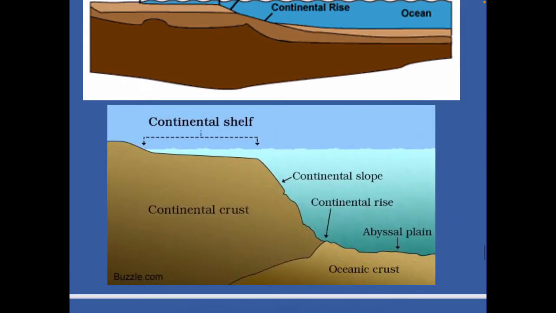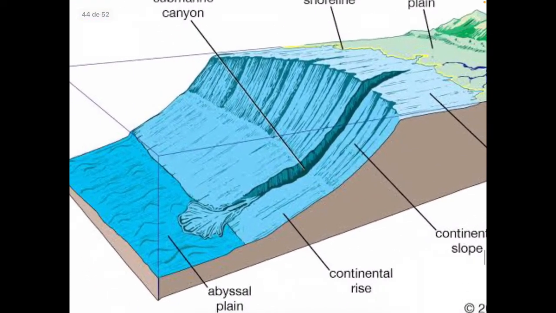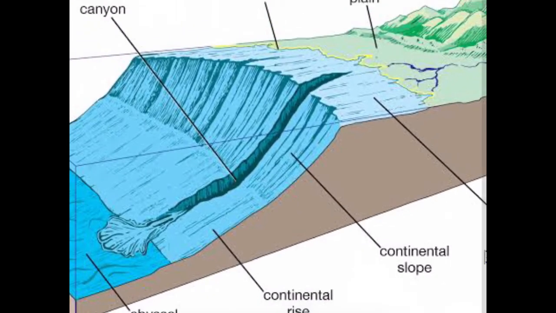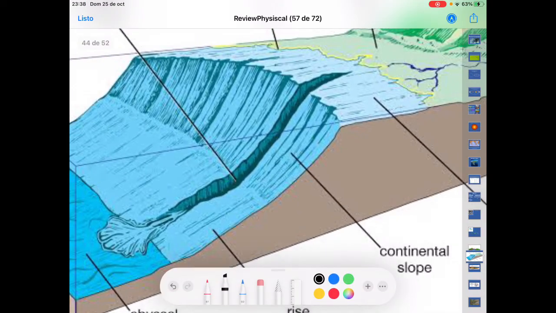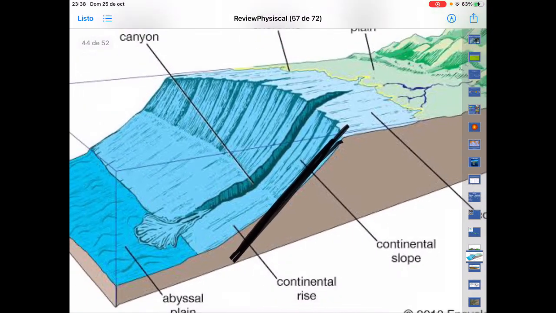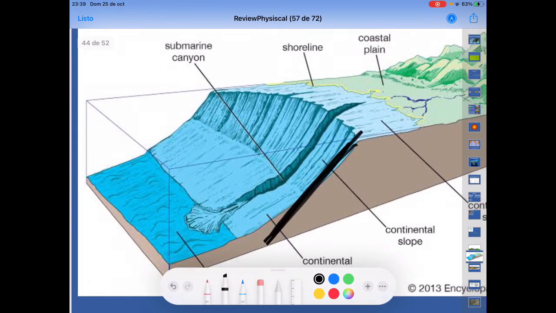Now, I want to change my image because I want to explain to you what the continental rise is. As you see here, this is the continental slope, right? And we could actually draw a line here, and we could say this is the continental slope, this one over here. So what is the continental rise? Well, as you see, this is the ocean, right? All this part over here is the ocean. So the ocean is moving towards the coast.